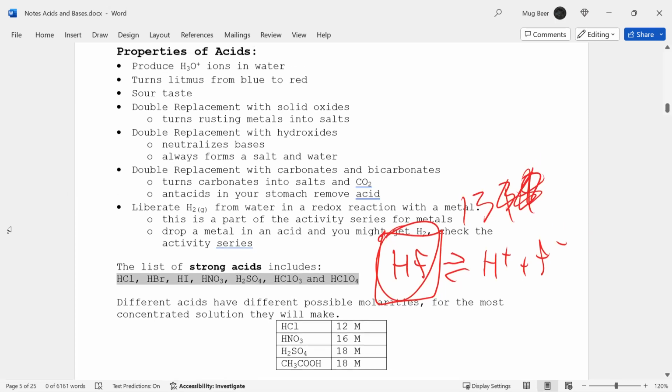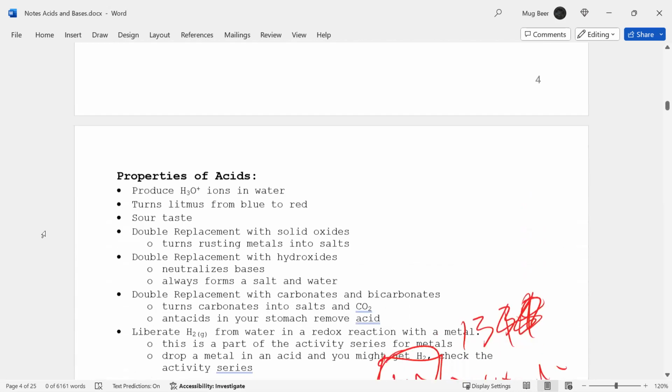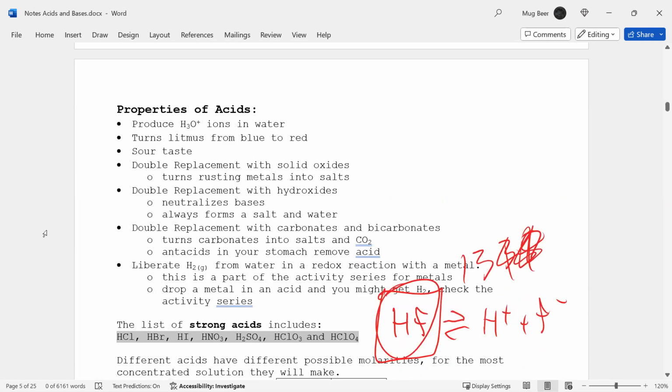Okay, so let's roll back up here and talk about some properties for acids and bases. Okay, so properties of acids and bases. They produce H3O pluses in water, so hydronium ions. So we're not going to say that they make H pluses in water because they don't. They make these hydronium ions. They turn litmus from blue to red. Does anybody know what litmus is?